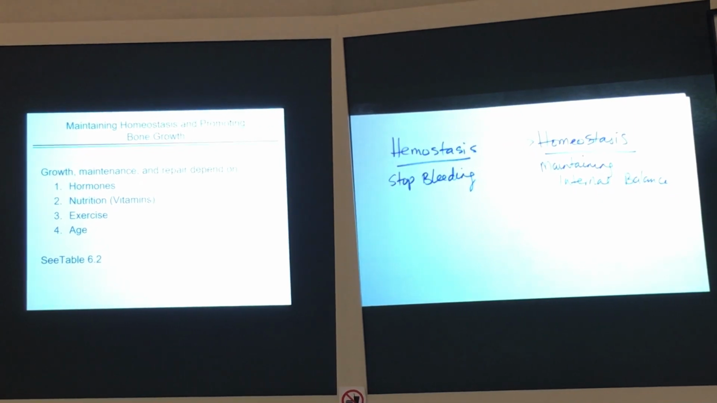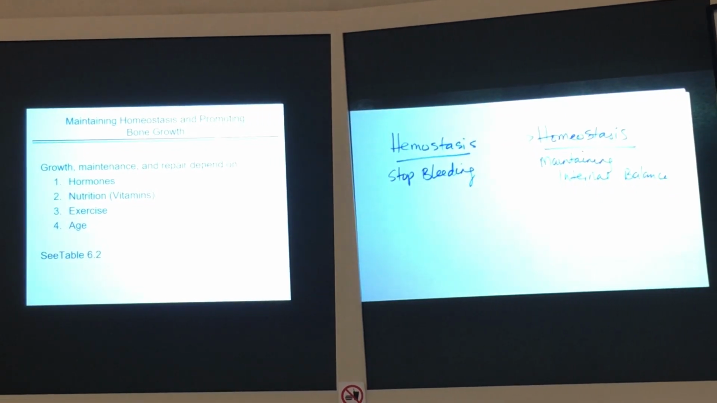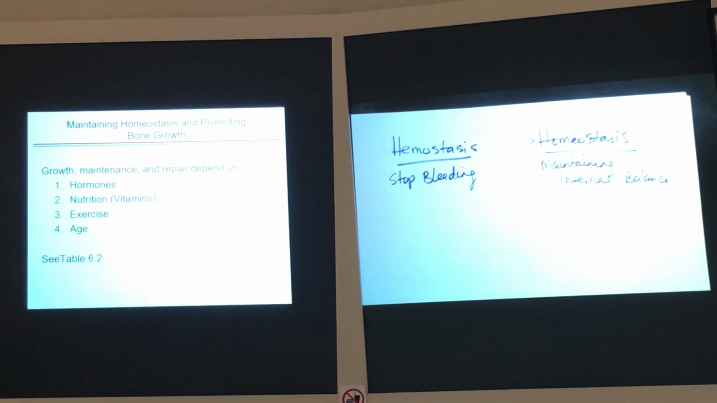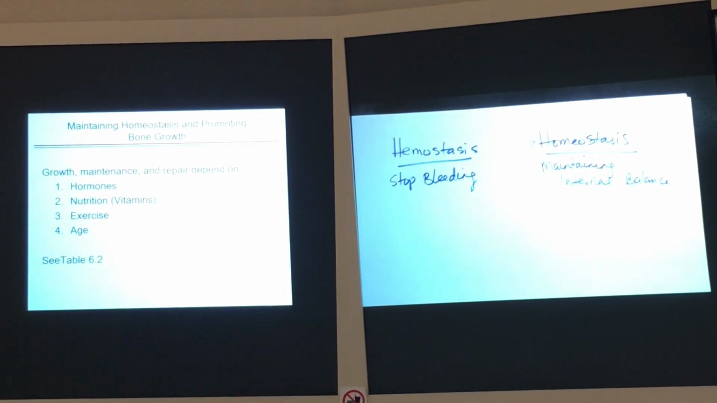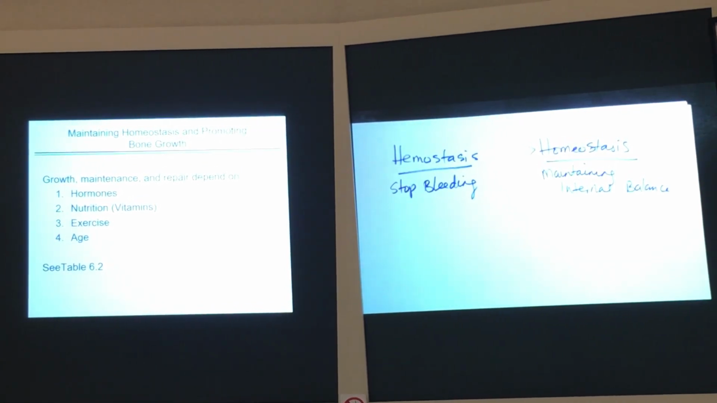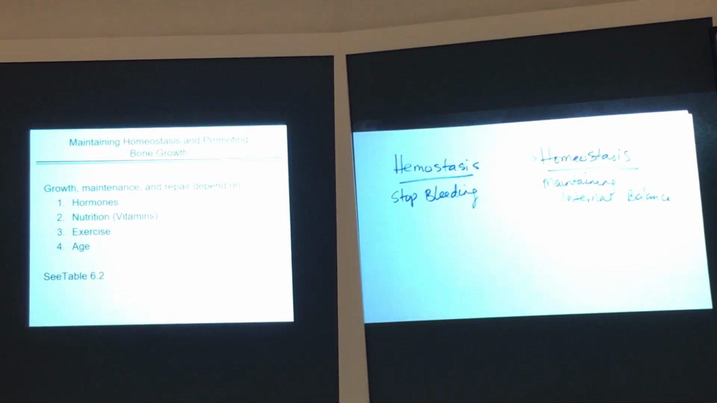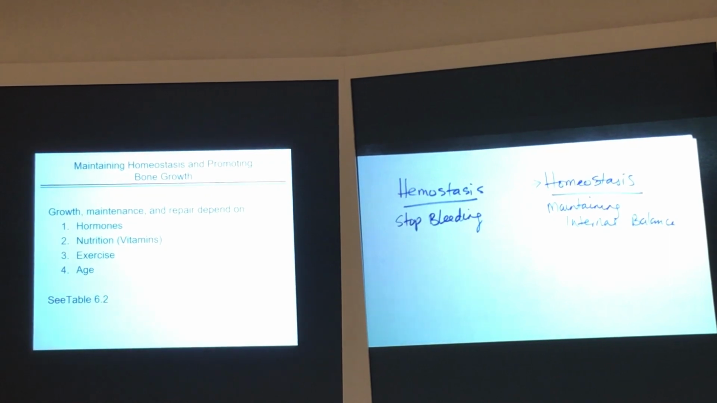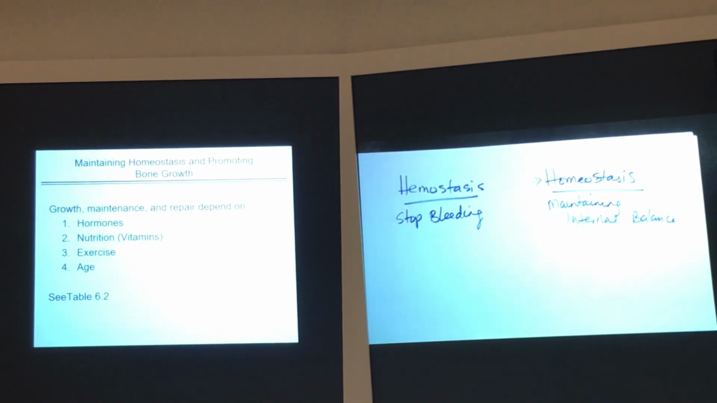So in bone homeostasis, these are the most important factors that keep your bone healthy or that affect your bone. Hormone, how does a hormone affect bone? Calcitonin, that means this is a hormone produced by your thyroid gland. It deposits calcium into the bone. It makes it strong.